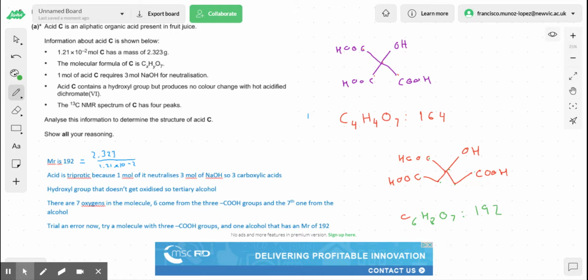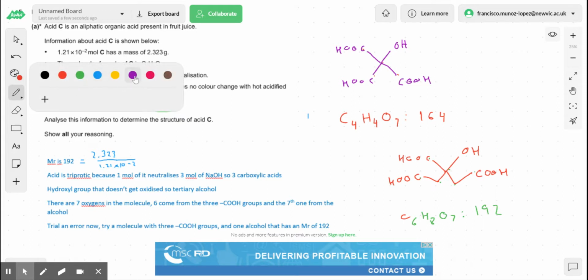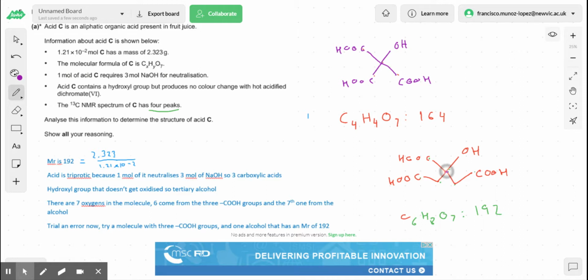Fine, so we've got quite a long way into the question. Now we need to have only 4 peaks. So let's see. This molecule is symmetrical. So let's see, maybe I've got it already. So that carbon is unique, that's 1 peak. This carbon is unique, that's 1 peak, 2 peaks. This carbon and this carbon are symmetrical, so that's 3 peaks. This carbon and this carbon are symmetrical, so that's 4 peaks. So I've got it already.